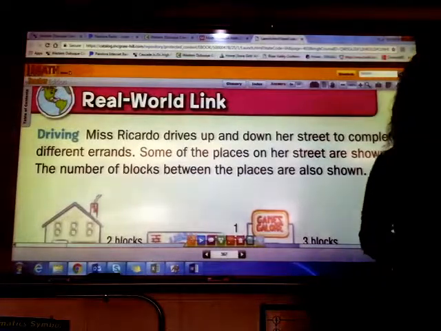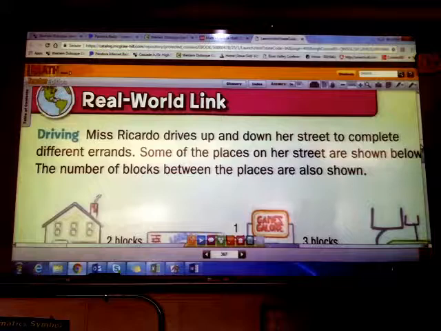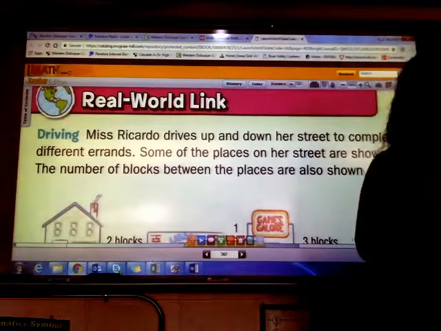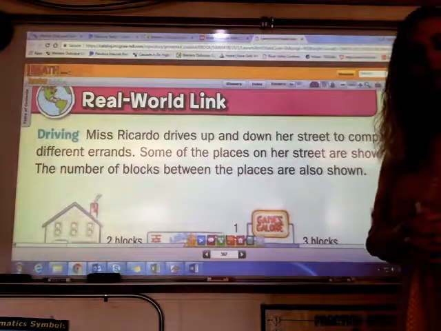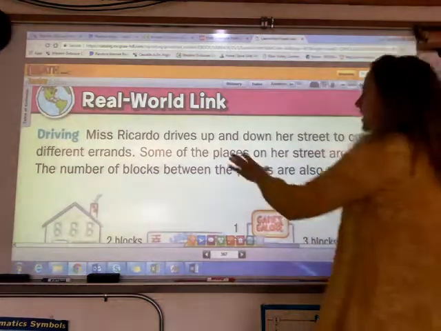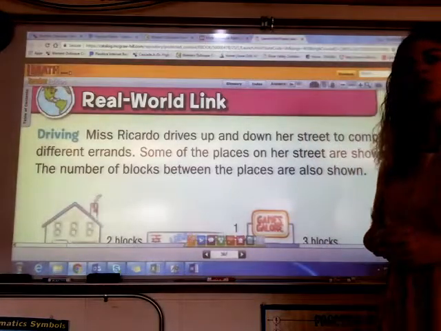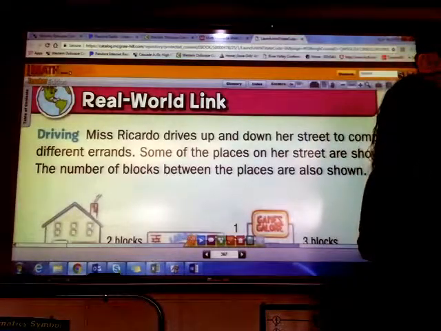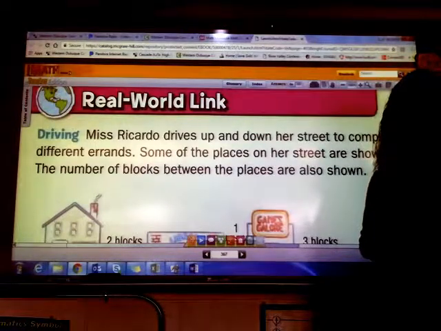Today we're going to be looking at lesson 3 of chapter 5, which is properties of operations. This lesson is going to be starting in your book on page 367. The first place that I would like you to take a look at is the middle of the page underneath the pink bar where it says the real world link. What we're going to be looking at today are different properties that you are going to encounter and be learning about.